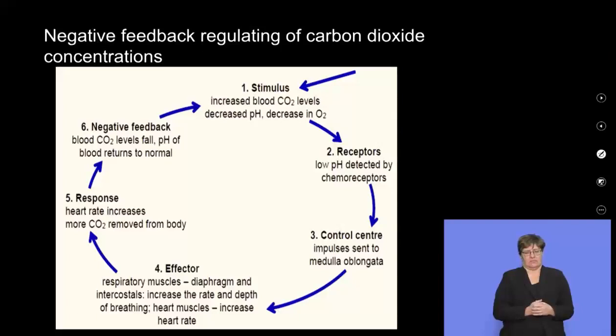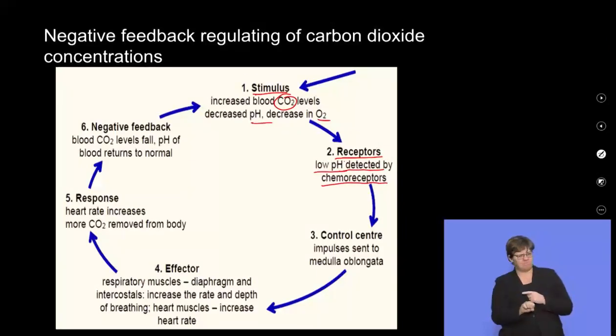Feedback mechanism, negative feedback mechanism again on this. We're looking at an increase in carbon dioxide, which decreases the pH, and a decrease in oxygen. So what will happen? The receptors will detect. Low pH is detected by chemoreceptors.